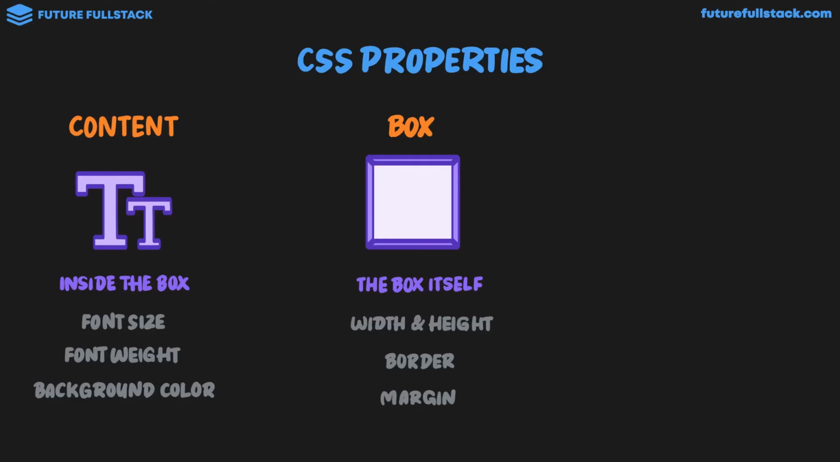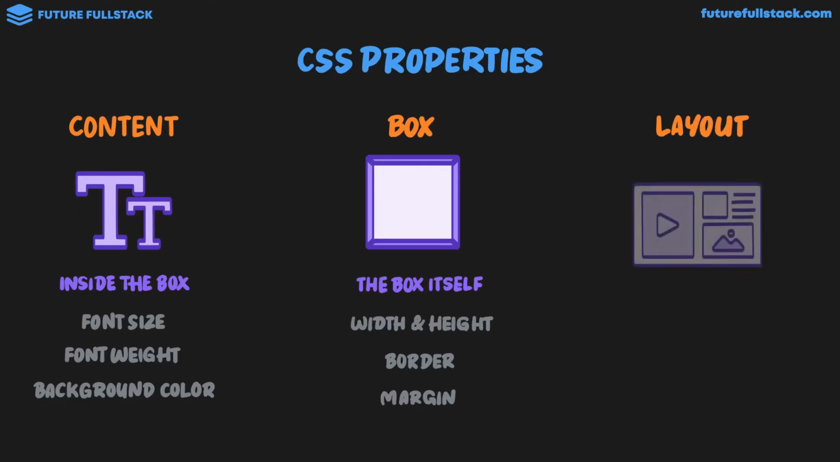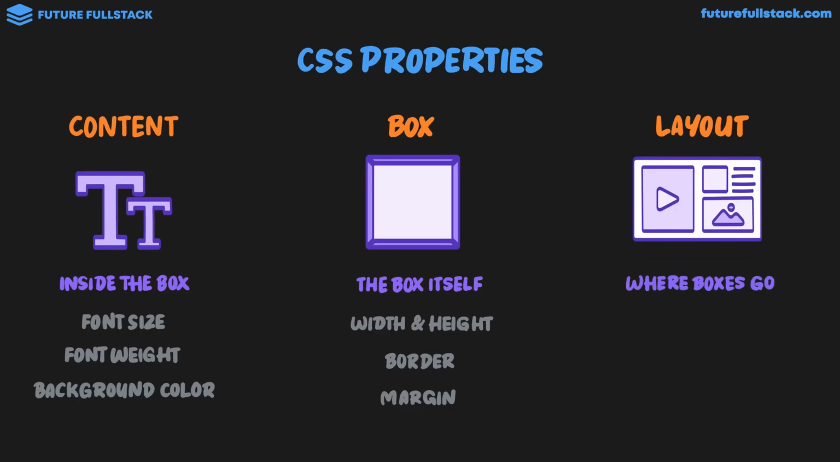The last major category is layout. Layout is about where the boxes go on the page. Properties controlling layout include flexbox, which allows us to place elements in one dimension, along a row or column. Grid, which allows us to place elements in 2 dimensions, in rows and columns. And position, which allows us to specify the precise location of elements.